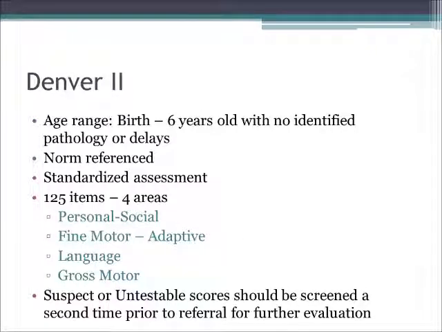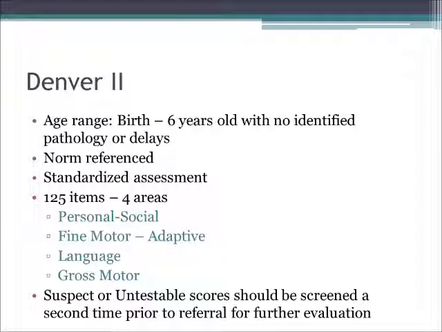The Denver 2 is used to assess developmental progress in children from birth until age 6. It has 4 components: personal social, fine motor adaptive, language, and gross motor. The materials needed are available in the lab.